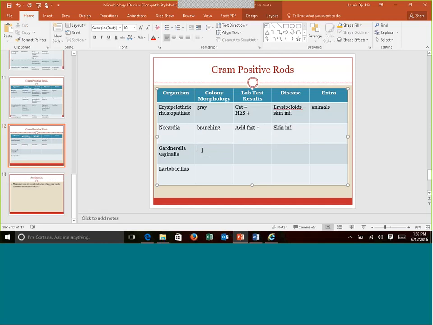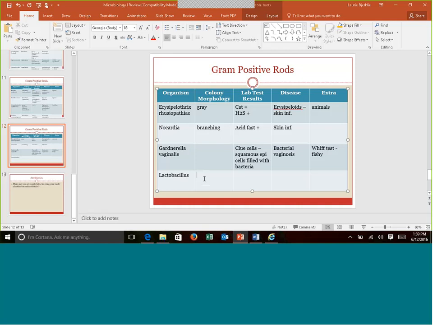Gardnerella vaginalis. The big thing here are the clue cells. So remember, those are squamous epithelial cells filled with the Gardnerella vaginalis bacteria. And so the disease it causes is bacterial vaginosis, so exactly what it's named for. This is the one that used to, I pray to God no one does this anymore, I think no one should do this anymore, do that whiff test because it's said to have a fishy odor to it. Oh, don't smell your samples, please God.